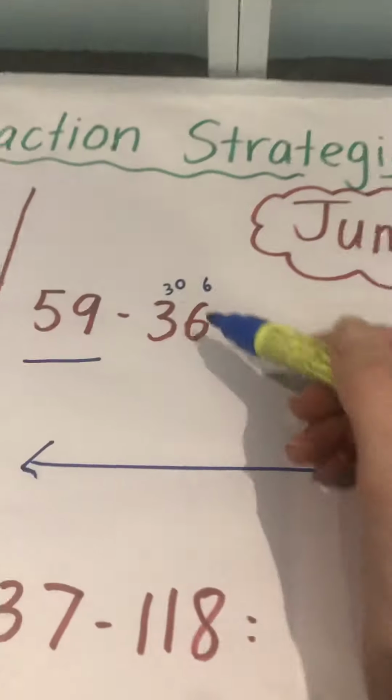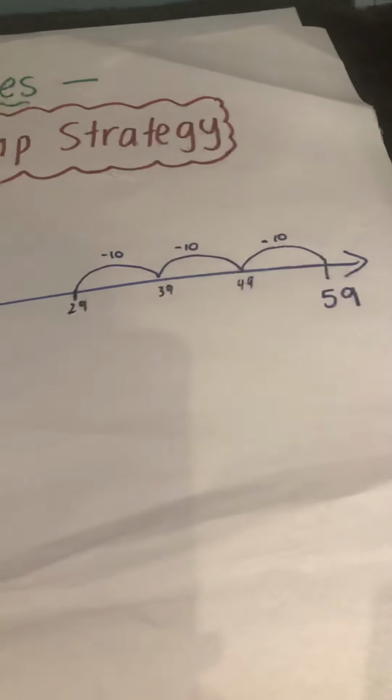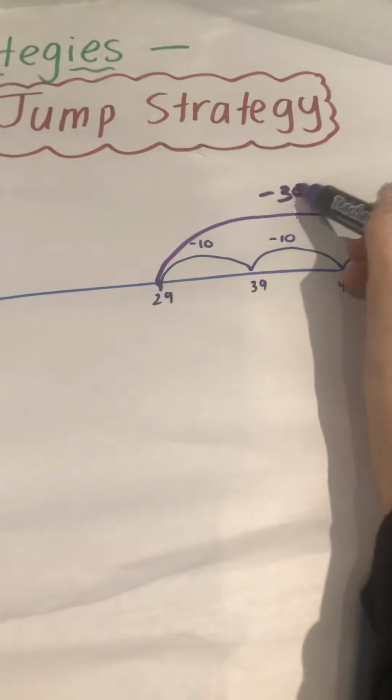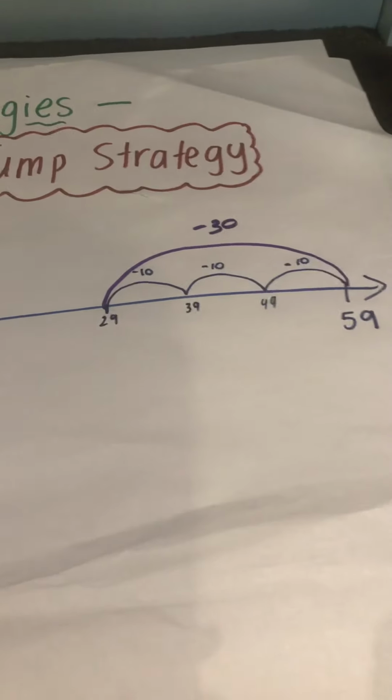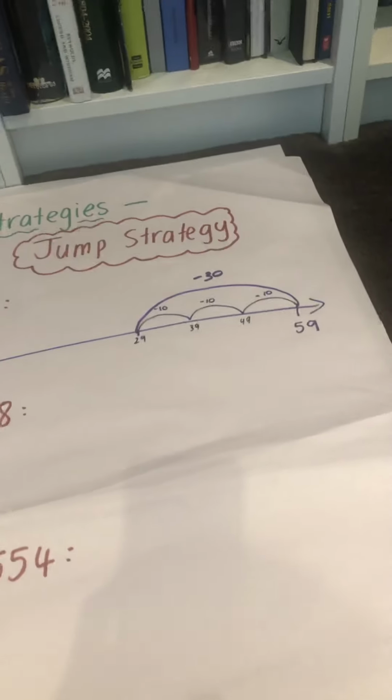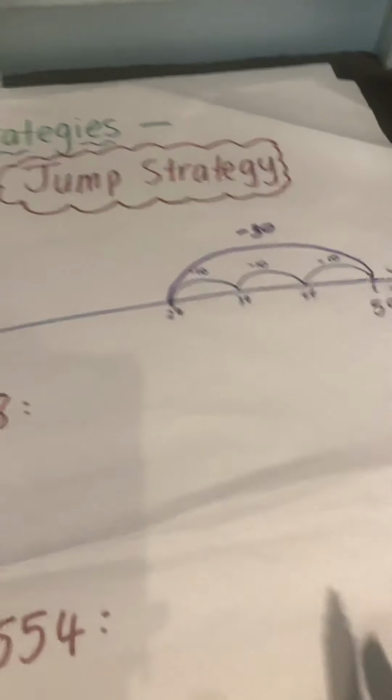Okay, so I have taken away my 30 from 59 and landed at 29. Again, if you would not like to do 3 arches like that, you may do a big jump like that. Okay, and then you can count back in your head, as long as you label what you've done. So I've taken away my 30, but I still have 6 to go.